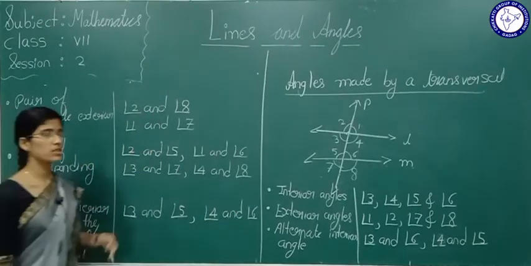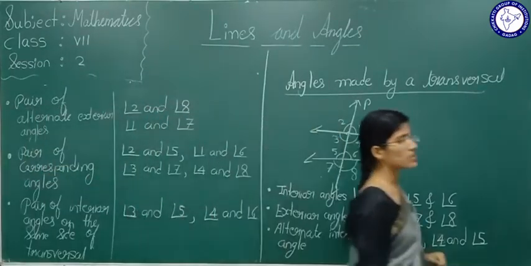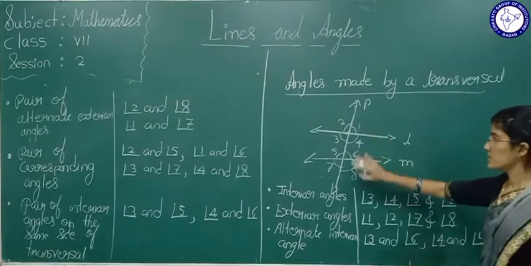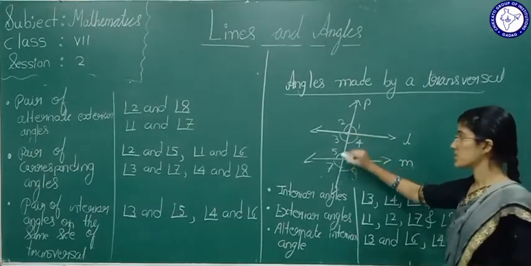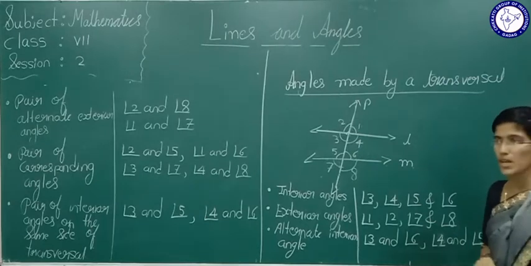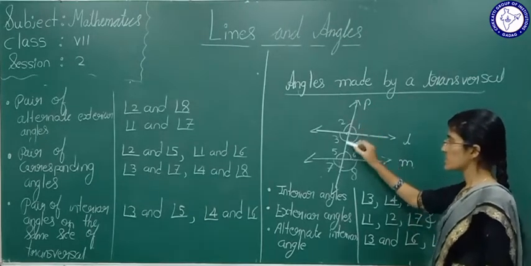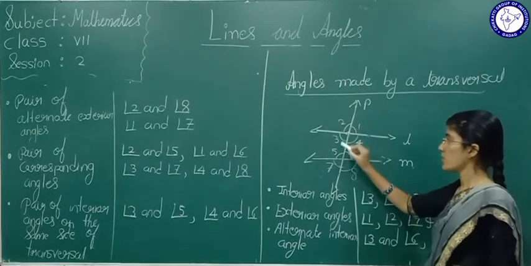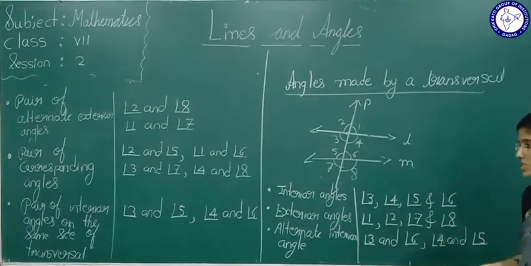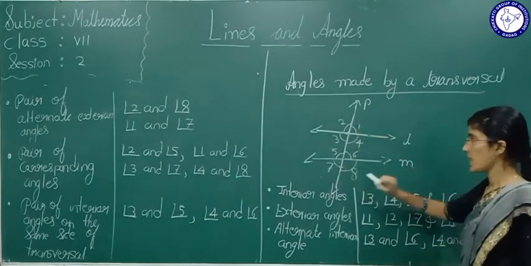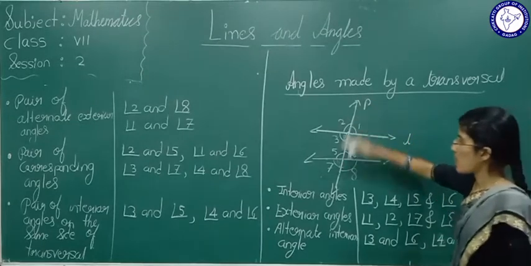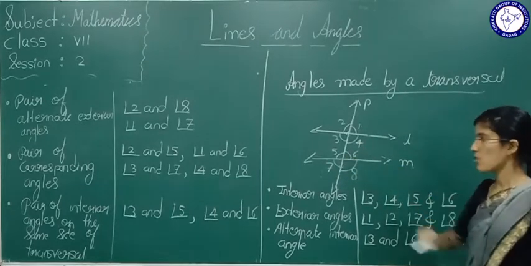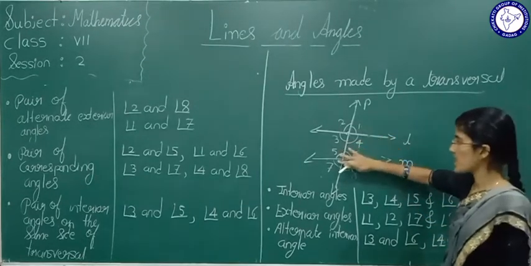Now see here students, once more I will explain to you. Angles made by a transversal. I told you what a transversal is. If a line intersects two lines at distinct points, then that line is called a transversal. When a line intersects two lines at distinct points, at that time we form 8 angles. They have special names. Angle 1, 2, 7, 8 are called exterior angles because they are outside. Angle 3, angle 4, angle 5, angle 6 are called interior angles because they are inside these two lines.